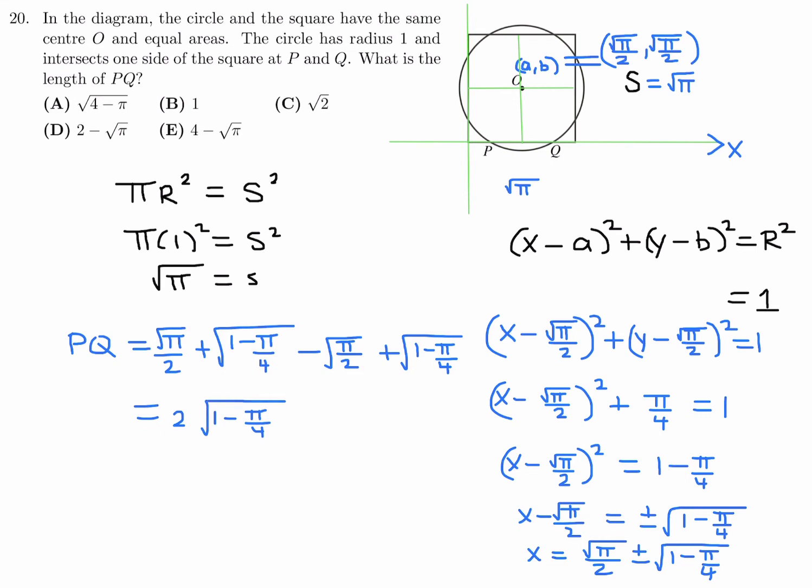But the answer choices don't look like that, so we have to manipulate this a little bit. We combine the fraction, and we get the square root of 4 minus pi over 4. And then if you take the square root, this becomes the square root of 4 minus pi, with 2 on the bottom, and then the 2's cancel, so you're just left with the square root of 4 minus pi. And that would be answer choice A for number 20.